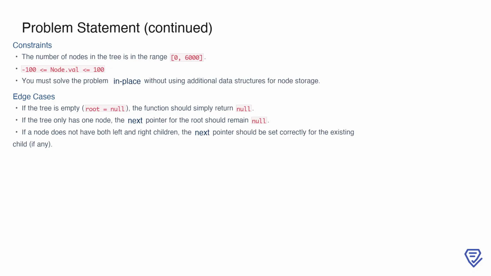There are a few important constraints to keep in mind. The tree can have up to 6,000 nodes, and the value of each node will fall within the range of -100 to 100. Your solution must be implemented in place, meaning you cannot use additional data structures to store nodes during traversal. Additionally, there are edge cases to consider. If the tree is empty, meaning the root is null, the function should simply return null. If the tree consists of only one node, its next pointer should remain null. Finally, for nodes that have only one child, the next pointer should be assigned correctly for the existing child, ensuring that the solution handles all possible scenarios.